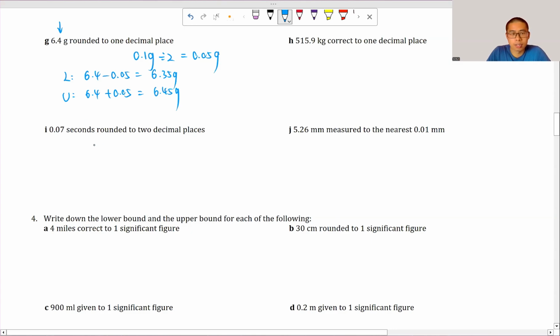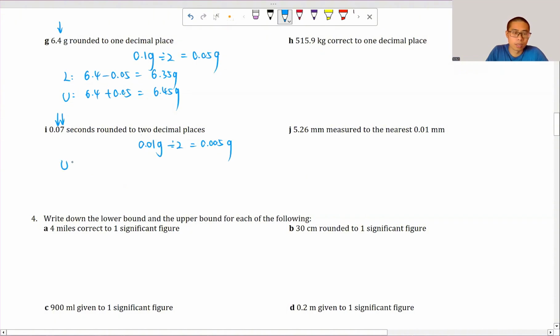So for question I, if we want to find the upper and lower bound for this one, it has 2 decimal places. So this 0 is 1 decimal place, and then 7 will be the 2 decimal places. So 2 decimal places should mean to the nearest 0.01 gram. Again, we half it, then we get 0.005 gram if we divide 0.01 by 2.